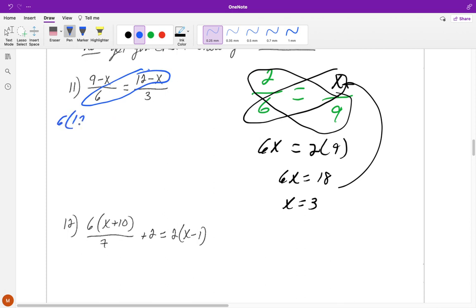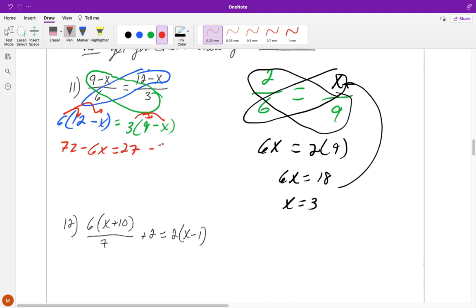Where this problem gets more challenging, though, is we need to remember to distribute that 6 into everything. And the same thing with this 3. So it's going to be equal to 3 times (9 minus x). Write it in parentheses so you remind yourself that both are being multiplied by 6. So 72 minus 6x is equal to 27 minus 3x.